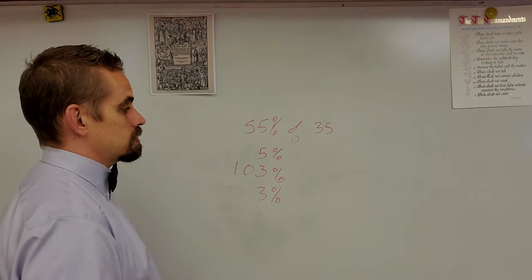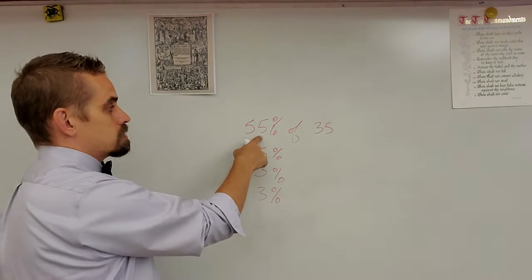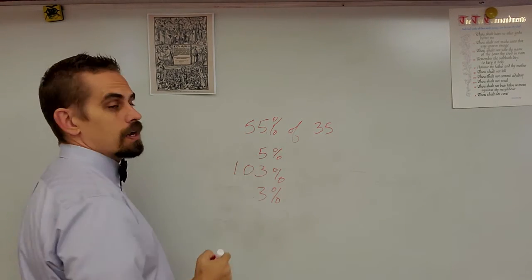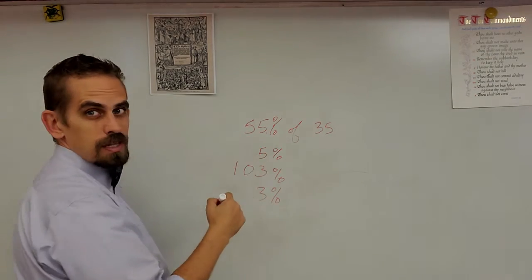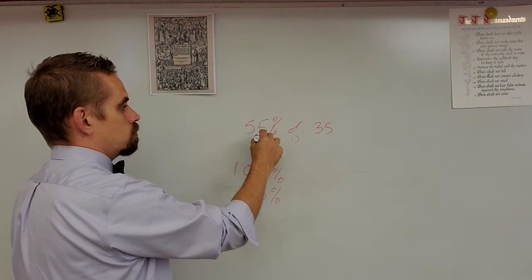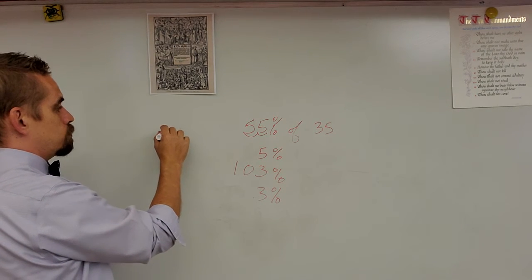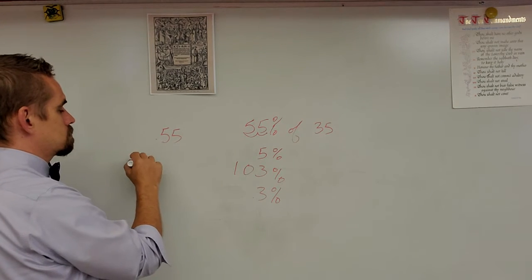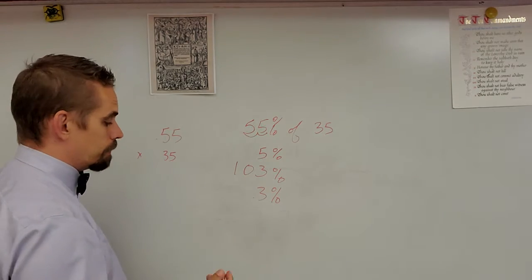If you want to find the percentage of a number, first you take the percent. You look at the percent and say, okay, my decimal point is right there on my percent number. I'm going to move the decimal to the left twice. So 1, 2. Take my 55, now it's 0.55, and I multiply it times 35. And that's how you do it.